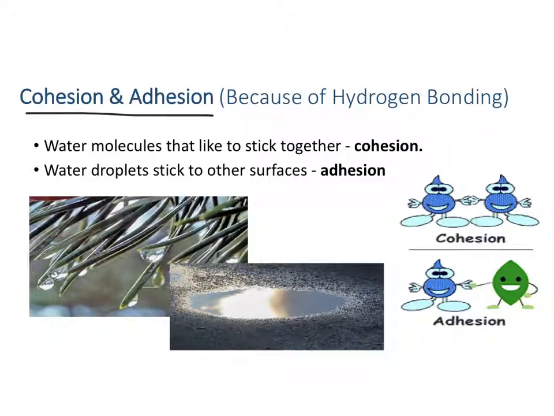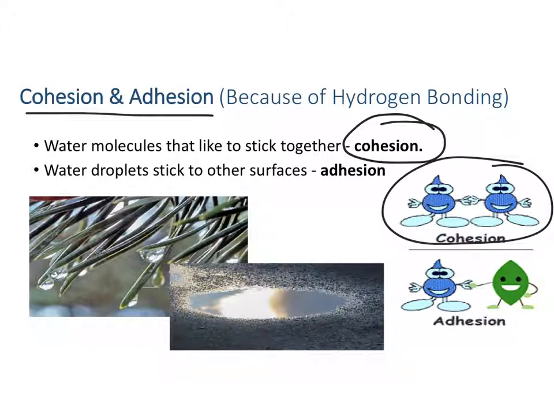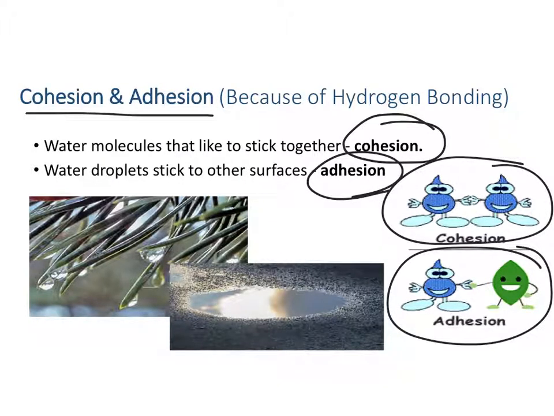Because water molecules have such a dipole, a positive and a negative side, water molecules like to stick to itself, which we just showed in the last slide. We call that cohesion when water sticks to itself. But because water also has a strong dipole, positive and negative, it also creates what we call adhesion. Adhering to something means sticking to it. So water droplets like to stick to a lot of things besides itself.